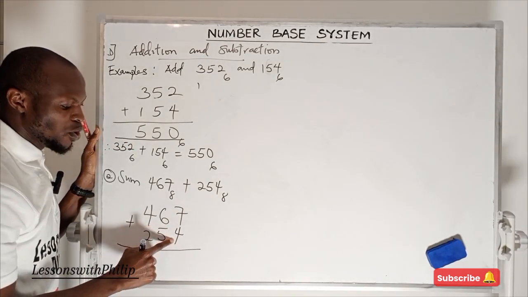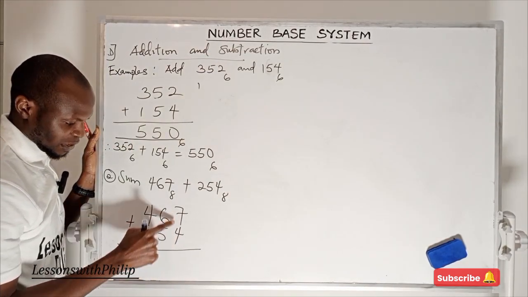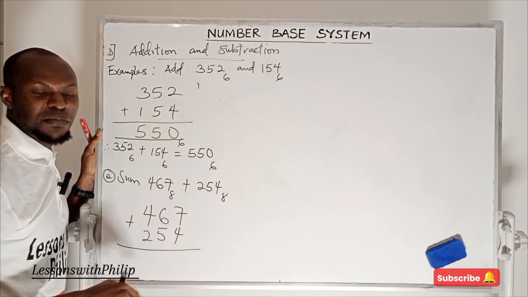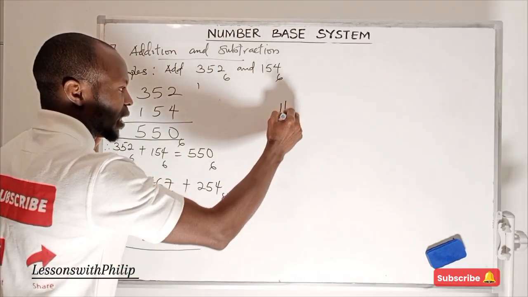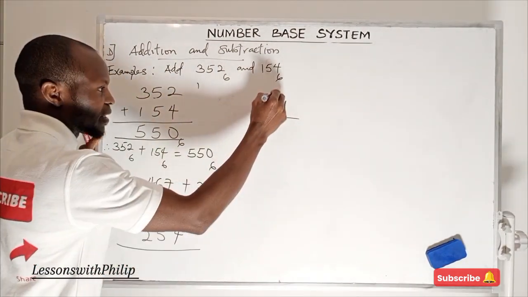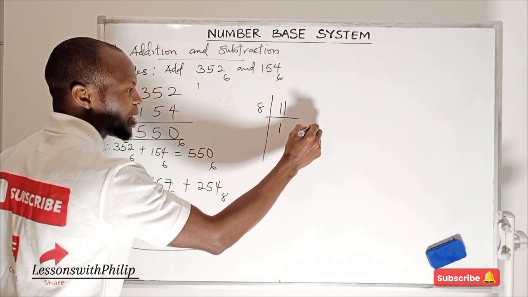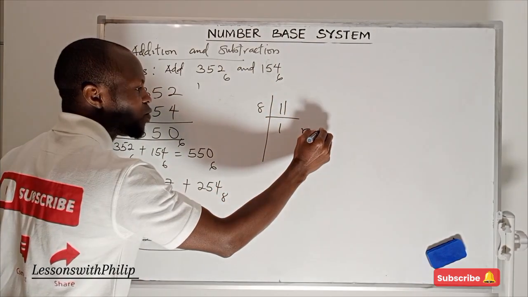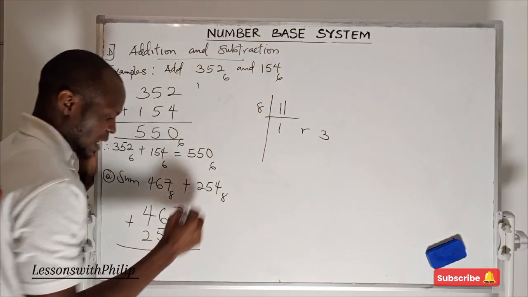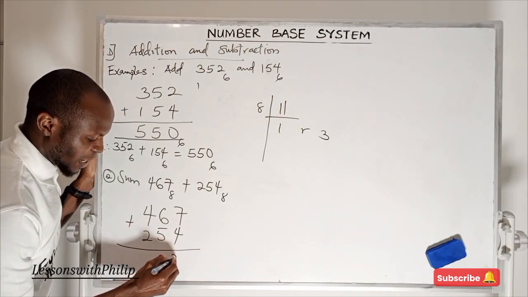7 plus 4 will give me 11. And my base is base 8. 8 in 11 is 1. What will be my remainder? My remainder will be 3. And it is that 3 that we write here.